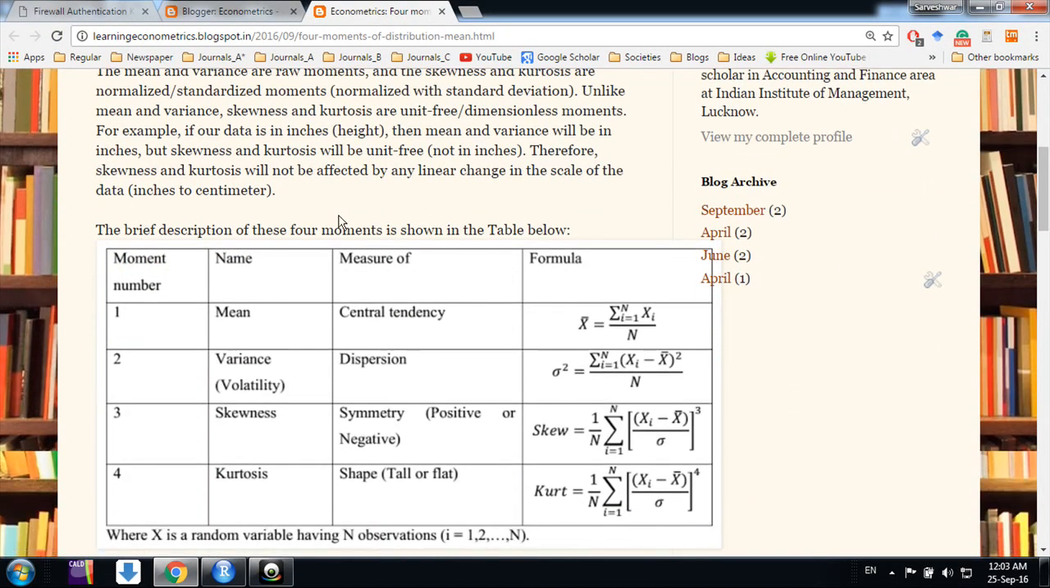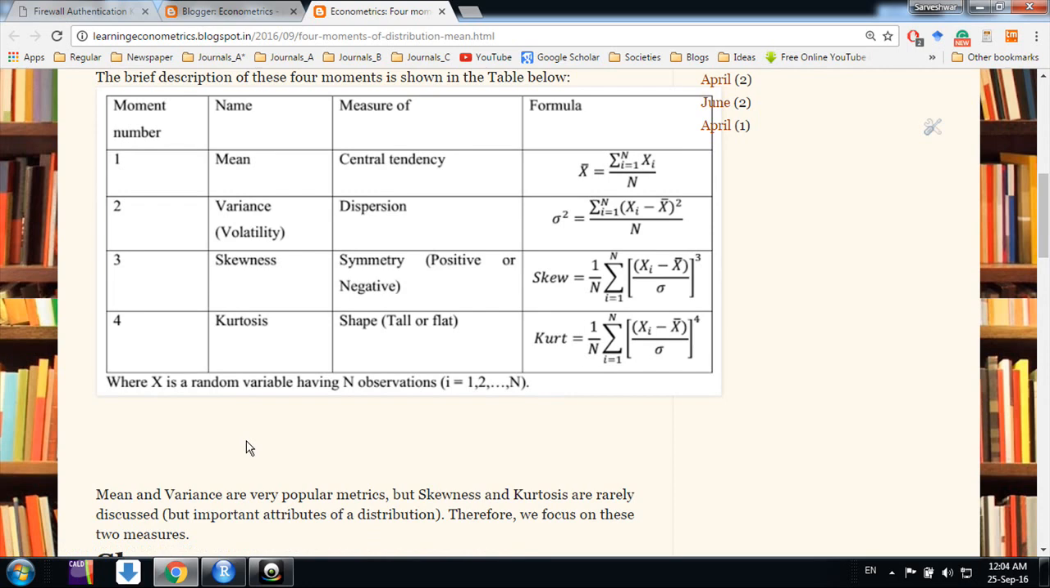Now, there are four moments. The first two moments, mean and variance, are not unitless. Suppose our data is in inches. It means the mean and variance you compute would be in inches. Whenever you compute the mean and variance, it would be of the same unit that belongs to your data. Unlike that, the other moments like skewness and kurtosis do not have the unit of the data. They are dimensionless, like we have in correlation.